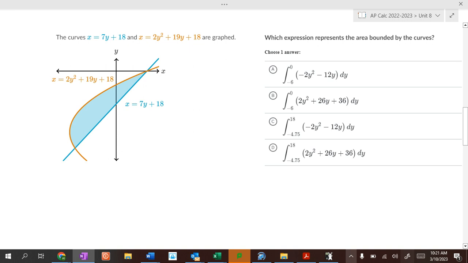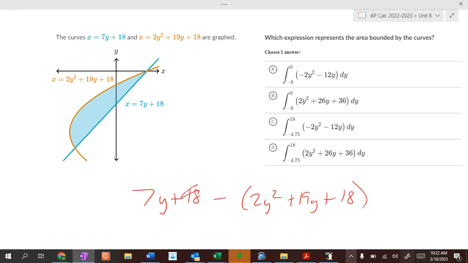What's the top curve? The blue one. So 7y plus 18 minus 2y squared plus 19y plus 18. Our 18s are going to cancel. So we get a negative 2y squared, and 7 minus 19 is negative 12. So negative 2y squared minus 12.